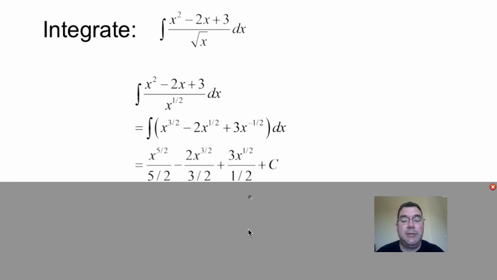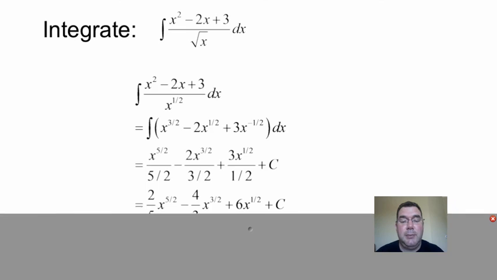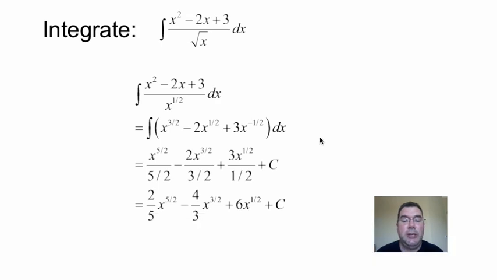And then I need to clean those up a little bit because what I've got is fractions within fractions. So instead of dividing by 5/2, I'm going to multiply by 2/5. 2 divided by 3/2 is the same thing as 2 times 2/3. And then 3 divided by 1/2 is the same thing as 3 times 2. So I end up with 2/5 x to the 5/2 minus 4/3 x to the 3/2 plus 6x to the 1/2 plus c. And again, I didn't give you any initial conditions that allow you to figure out c because we've already done examples of that.